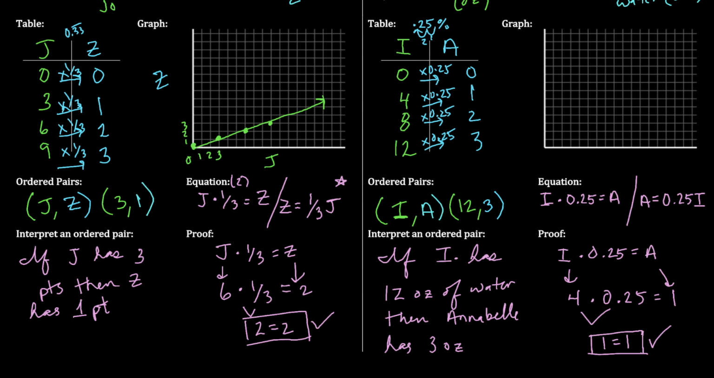And lastly, let's go ahead and go back and graph this. So Izzy's water was down here, and Annabelle's was right here. So 0, 0. 4 Izzy, 1 Annabelle. 8 Izzy, 2 Annabelle. 12 Izzy, 3 Annabelle. So there we go. If you see, there's a pattern, so I could put 1 here too.